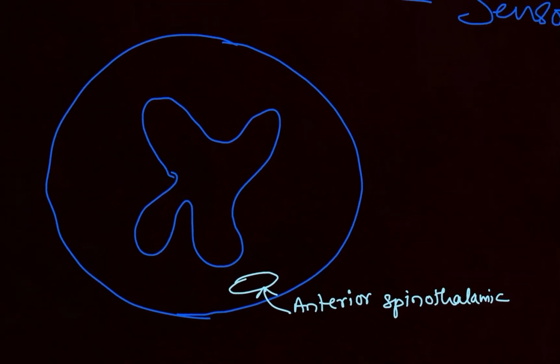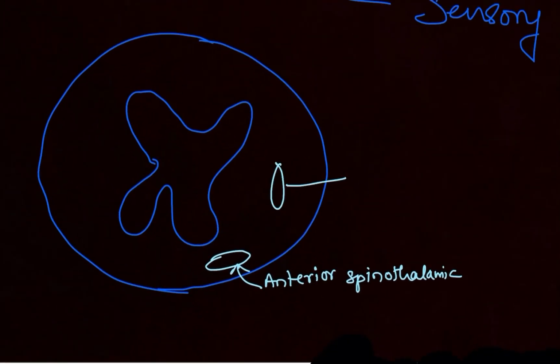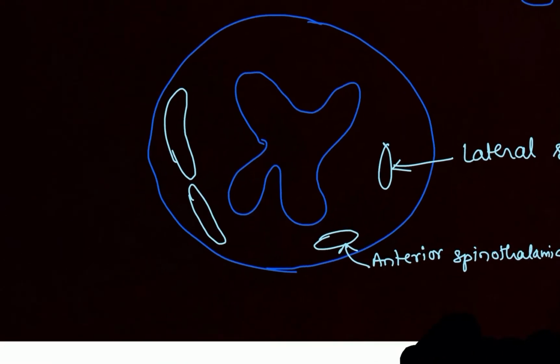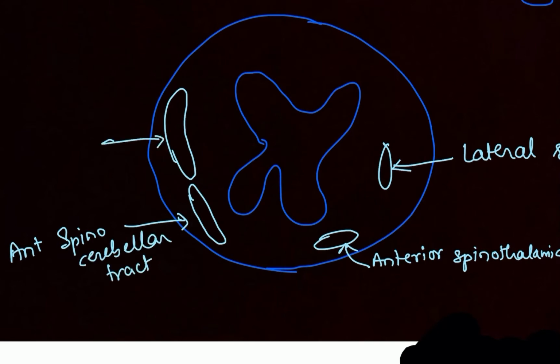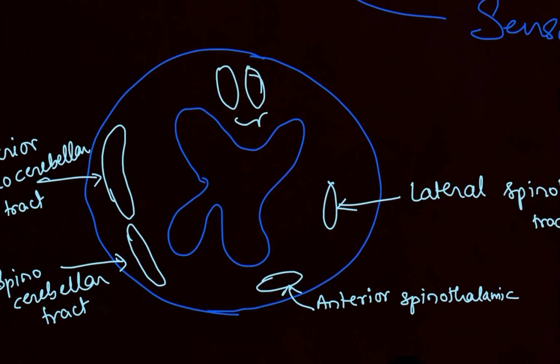It will be helpful. So this is the anterior spinothalamic tract. You have a lateral also. Then you draw here the lateral spinothalamic tract. And then you have the spinocerebellar tract, one over here and one over here. Okay. So this is the anterior spinocerebellar tract. Then you have the posterior or dorsal spinocerebellar tract. Then you have two here, this is in the posterior column, okay. So together we call it the posterior column.